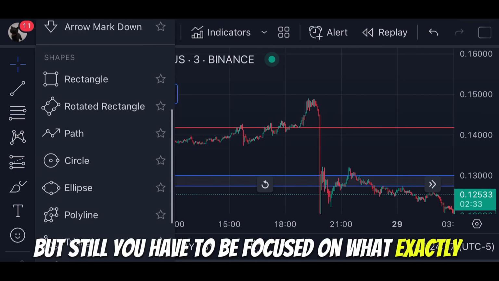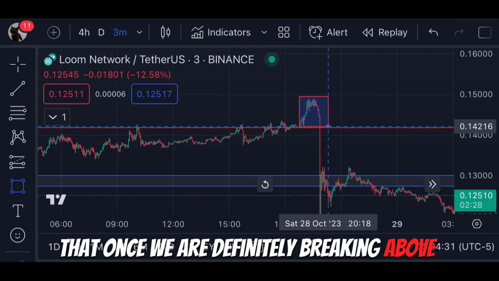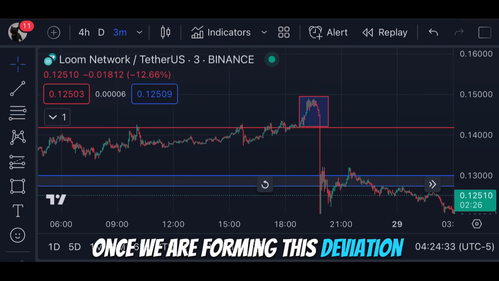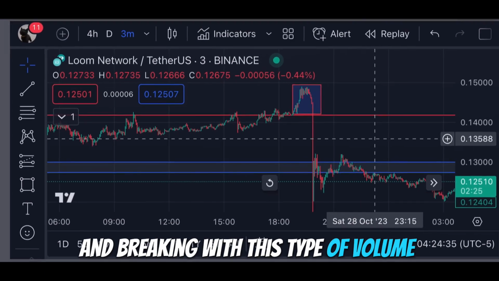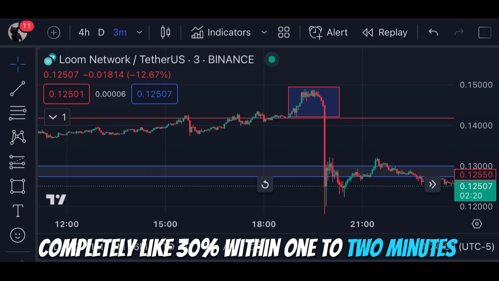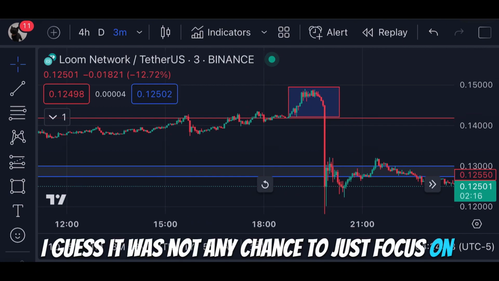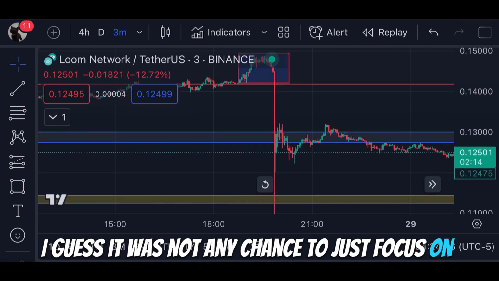But still, you have to be focused on what exactly you should have seen: once we are breaking above, once we are forming this deviation and breaking with this type of volume, I don't think it just broke within 1 to 2 minutes completely, like 30% within 1 to 2 minutes. So I guess there was no chance to just focus on.